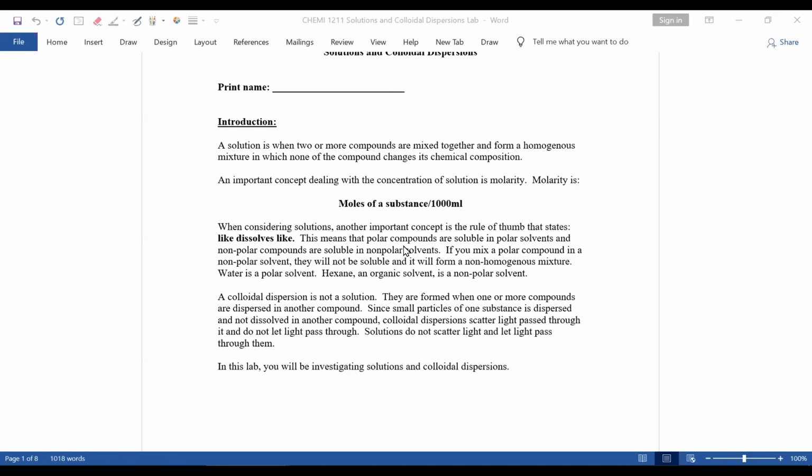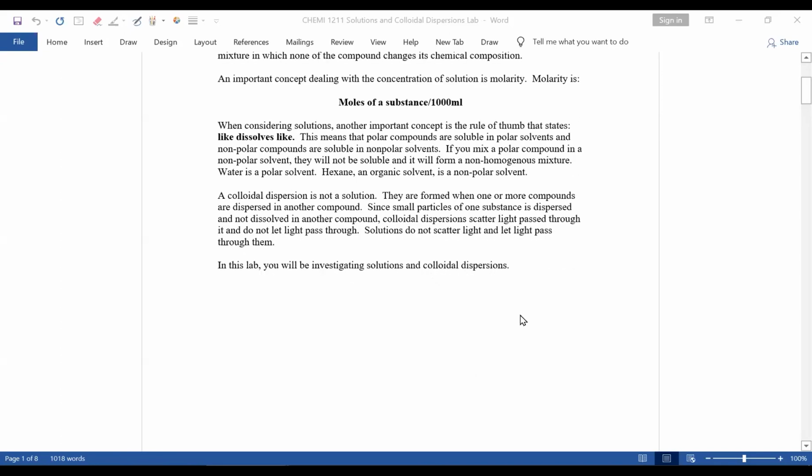Now, another thing we'll be talking about in today's lab is a colloidal dispersion. And at first glance, you say, oh, that's a solution. No, a colloidal dispersion is not a solution. They're formed when one or more compounds is dispersed, not dissolved, in another. Since small particles of one substance is dispersed and not dissolved in there, colloidal dispersions scatter light. In other words, they don't let light pass through it. And solutions do not scatter light and let light pass through them.